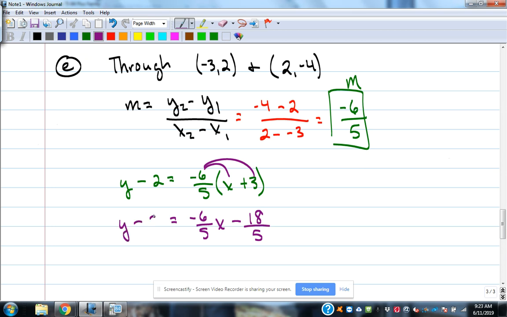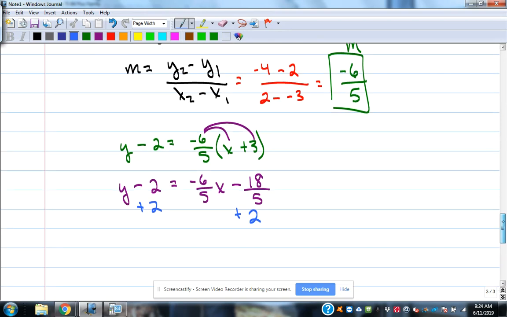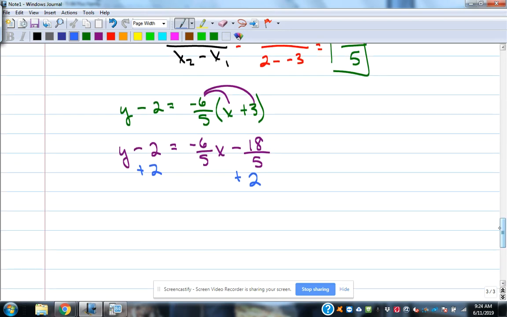And on this side, I've got y minus 2. So I want slope-intercept form, not point slope form. So I need to get y by itself. The next step is adding 2 to both sides. Well, 2 is a like term with the 18 over 5, and I'm not going to go through the trouble of finding a common denominator. I've got a calculator. I'm going to use it to help me here.